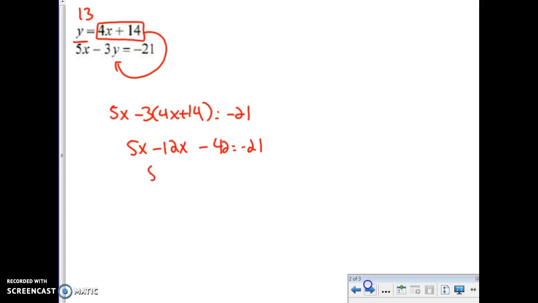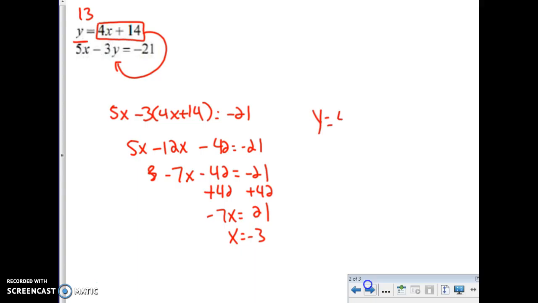I got negative 7x minus 42 equals negative 21. I'm going to add 42 to both sides. So you got negative 7x equals 21, and you get x to be negative 3. I'm going to plug it in to the one that has y by itself. So I got 4x plus 14. So I got 4 times negative 3 plus 14. So I got y equals negative 12 plus 14. So you get y to be positive 2.